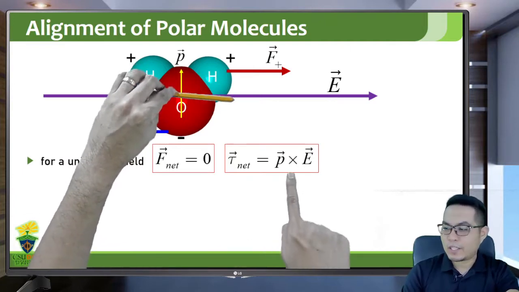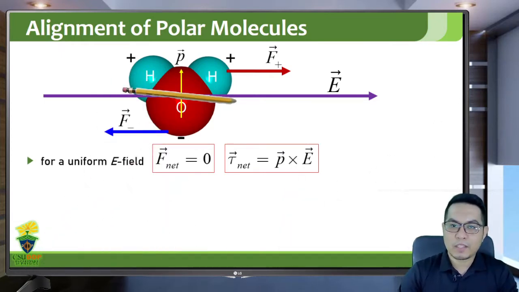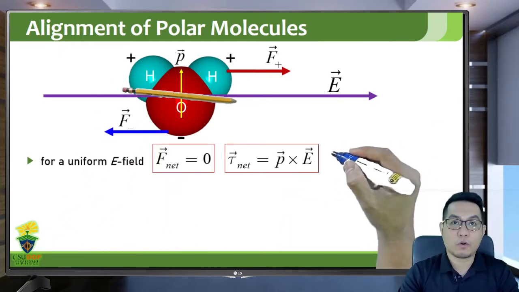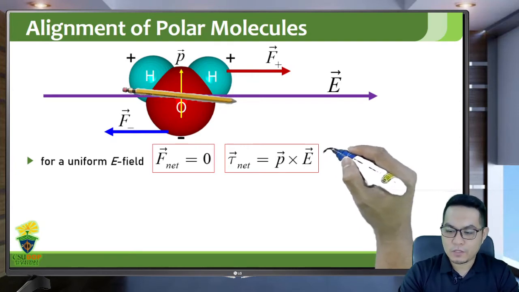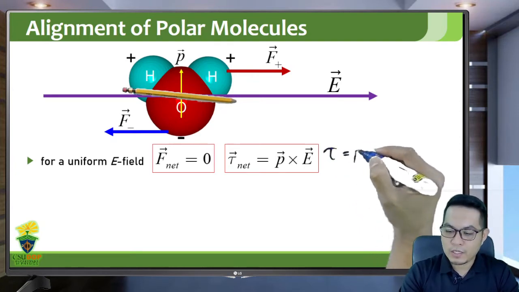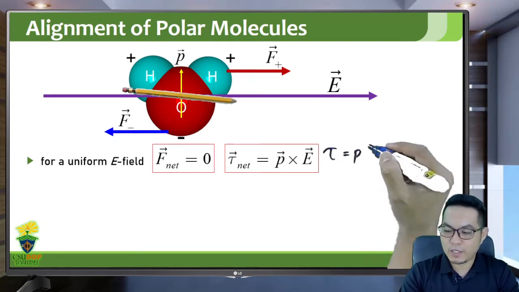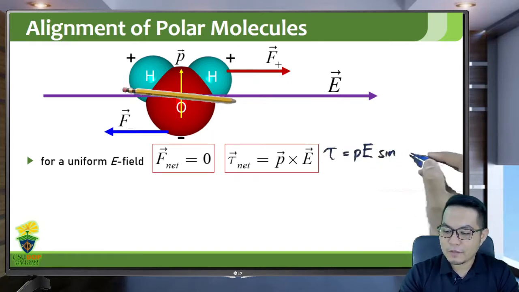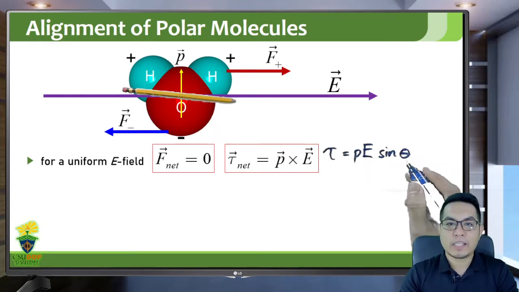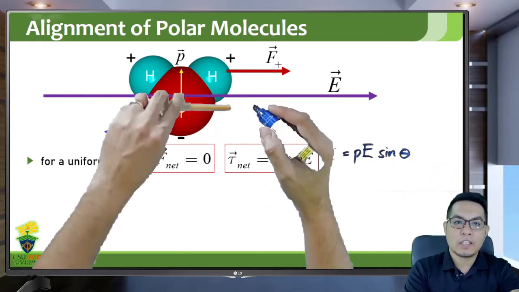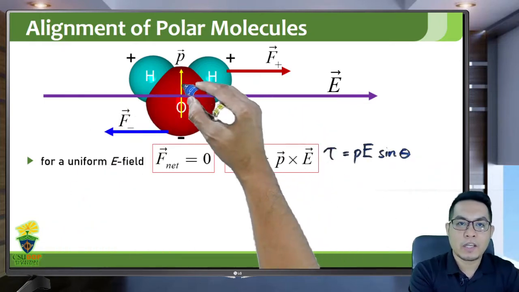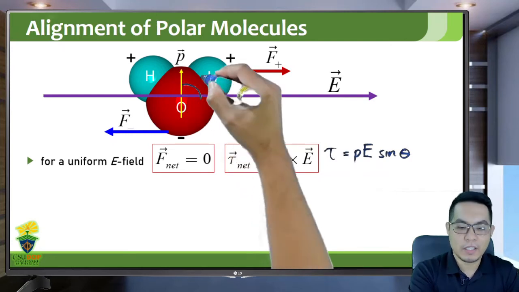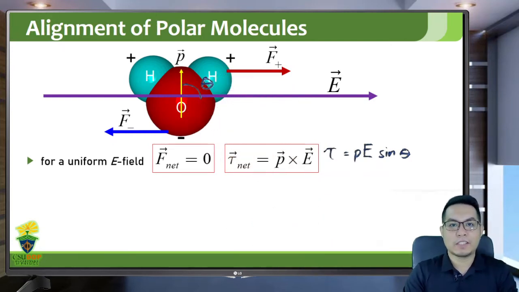Take note that the magnitude of this cross product will be the magnitude of the dipole moment P, times the magnitude of the electric field E, times sine theta, where theta is the angle between the dipole moment and the electric field.